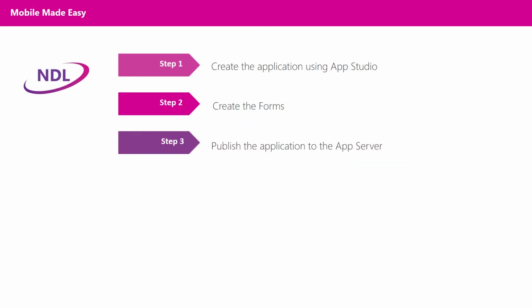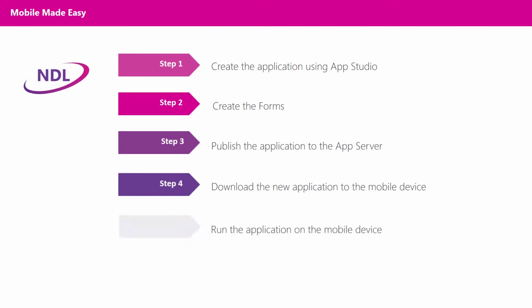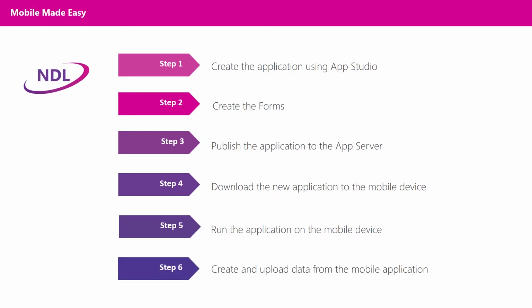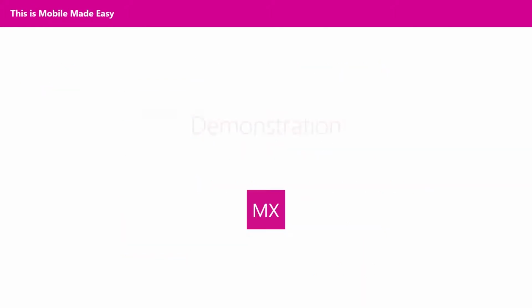We'll then publish the application to the App Server and look at the MX Management tool App Manager to see how we can control things like encryption, user access and auditing. We'll download the application to our mobile device using the MX client and demonstrate the application running. We'll then create a new case and see what happens when synchronizing the data with the back office. So let's get started. But before I dive into the development of the application, I first want to show you the back-office system and the process that we will be mobilizing.